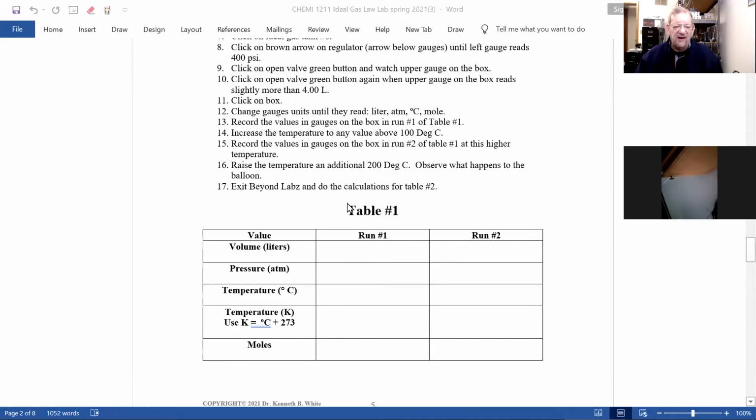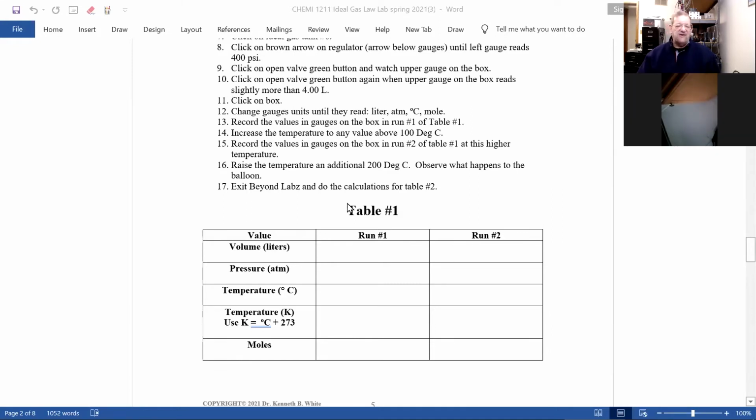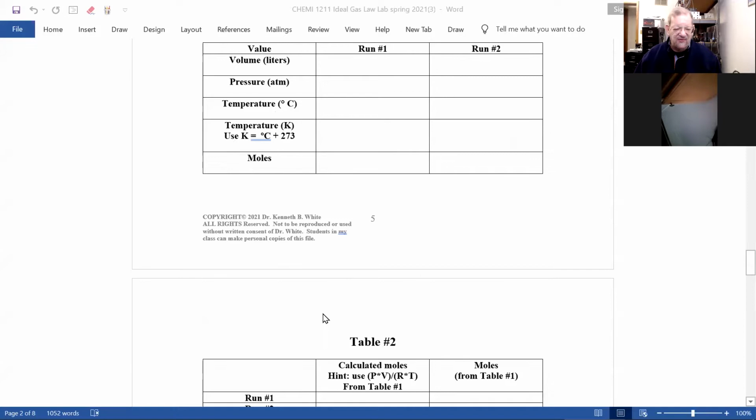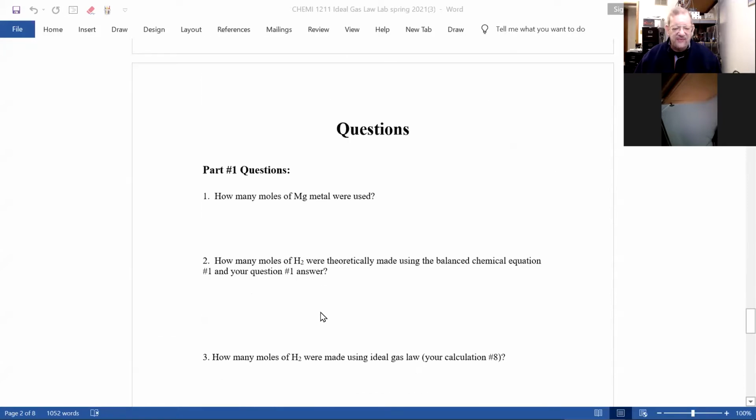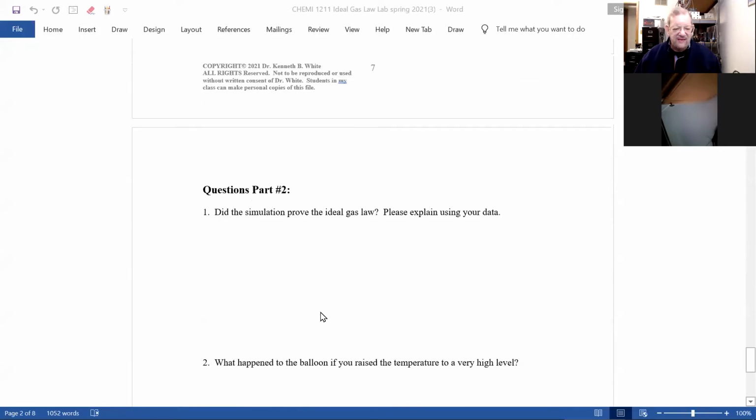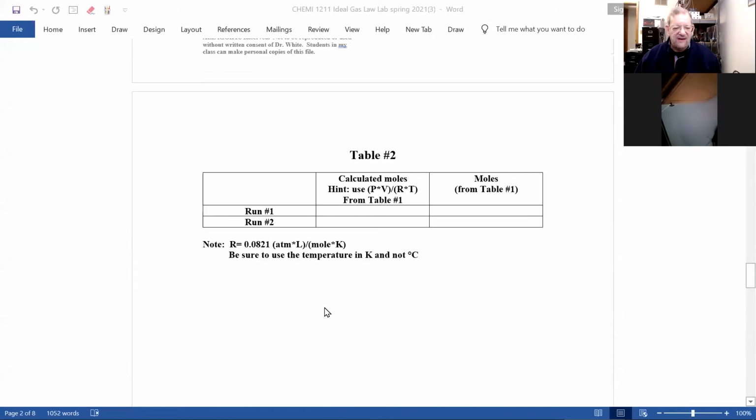Also, if you've already handed in the lab and you're comfortable with it, you don't have to do anything more. But in Table 1, which you have to do on your own, I added converting this Celsius to Kelvin, even though down here I tell you to be sure to use Kelvin, not C.